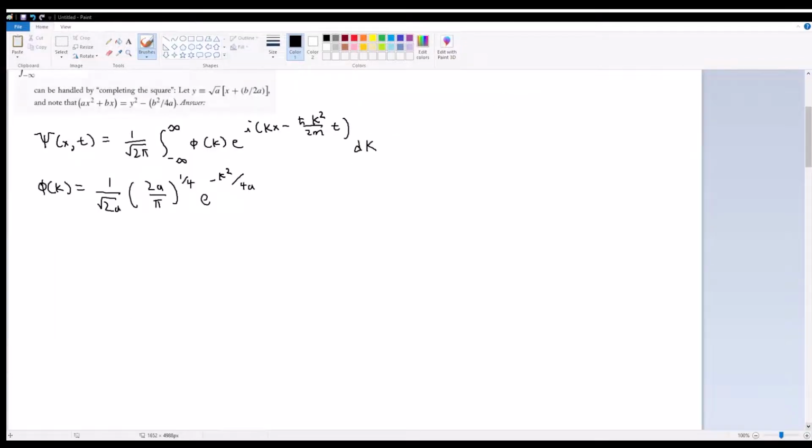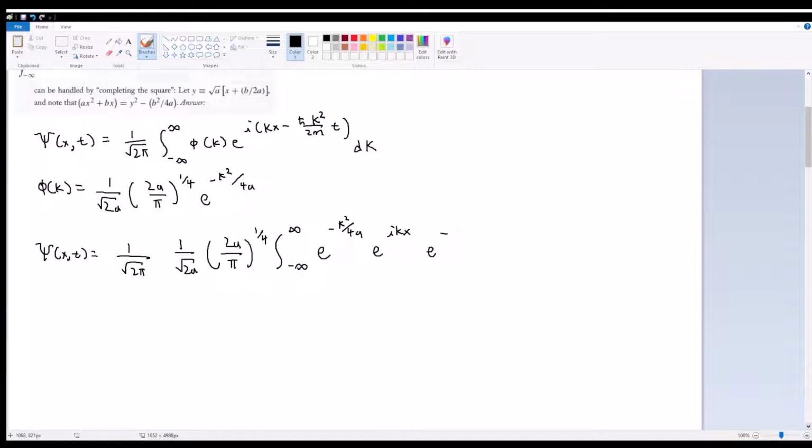Okay, now let's move on to actually solving psi of x comma t. We plug phi of k back in, and what we're going to get is that psi of x comma t is equal to 1 over square root of 2 pi times 1 over square root of 2a times 2a over pi to the power of 1/4. And then we have our integral from negative infinity to positive infinity of e to the negative k squared over 4a times e to the ikx times e to the negative i h bar k squared over 2m times t. And we're closing all this with dk.